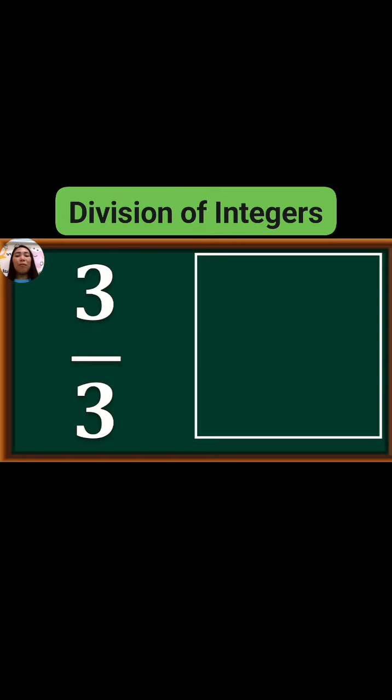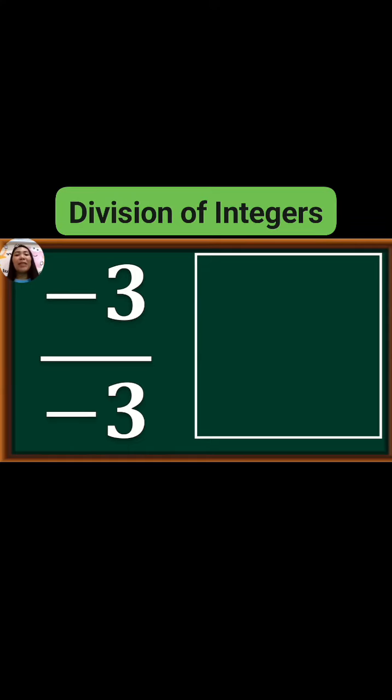Let's have some examples. Here, they are both positive. Therefore, they are like sign and the answer is positive. 3 divided by 3, the answer is positive 1. Next, they are both negative. Therefore, they are like sign. The answer is positive. Negative 3 divided by negative 3, the answer is positive 1.